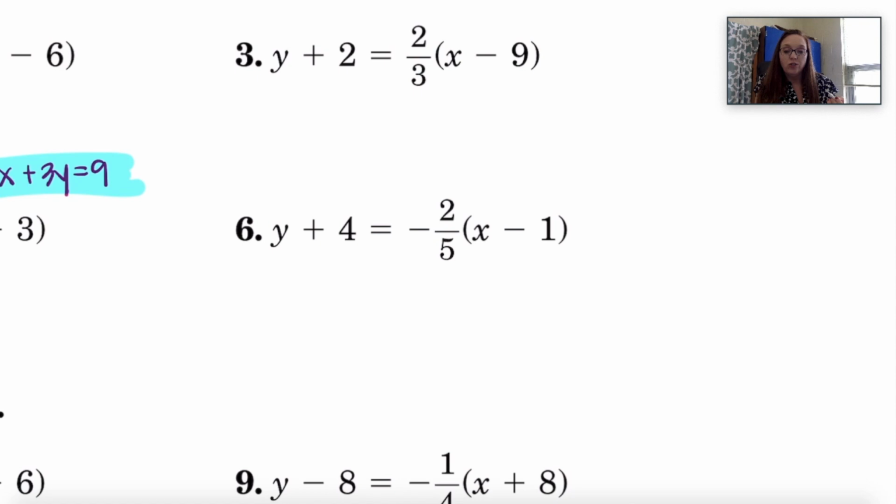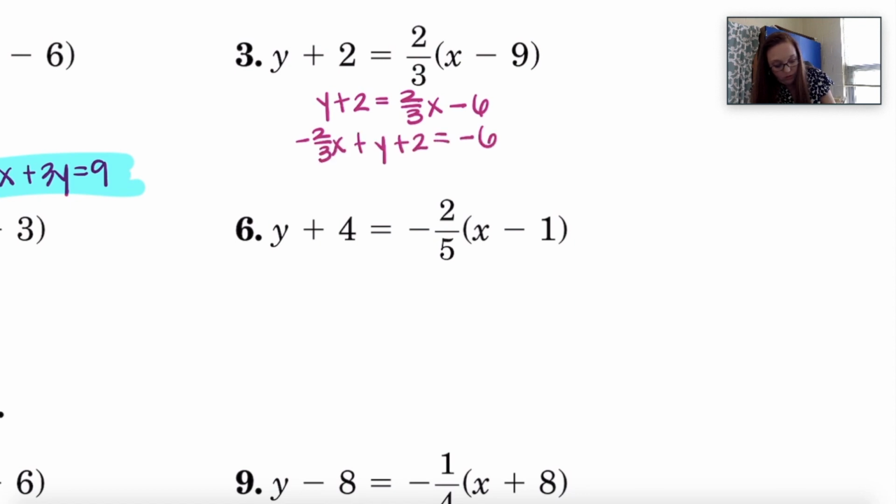All right, so first we're going to distribute the 2/3. So y plus 2 equals 2/3 x. And then if I do 2/3 times 9, that's going to be 6, so minus 6. You're going to subtract 2/3 x on each side, so negative 2/3 x plus y plus 2 equals negative 6. We're going to subtract 2 next on each side, so negative 2/3 x plus y equals, so I'm doing negative 6 minus 2, which would give me negative 8.